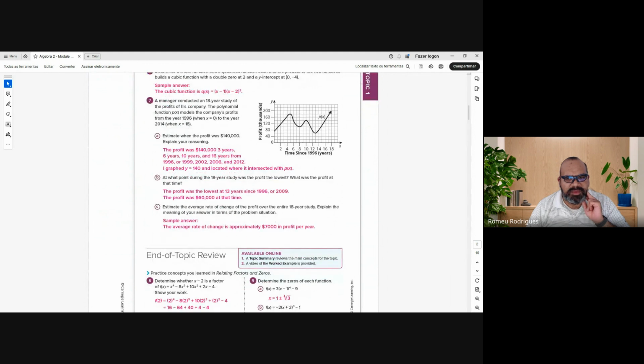B is the same thing here, but in this case, 18 years of study. What was the profit at that time? And the profit was lowest at 13 years, since the time range is over that. The profit is that one here. And the last one is the average rate. And the average rate is approximately $7,000 in profit per year.